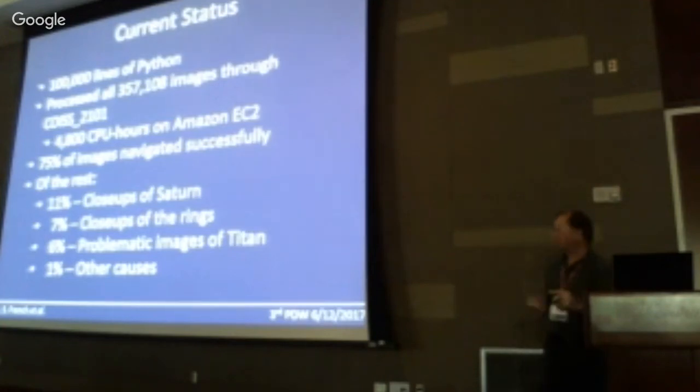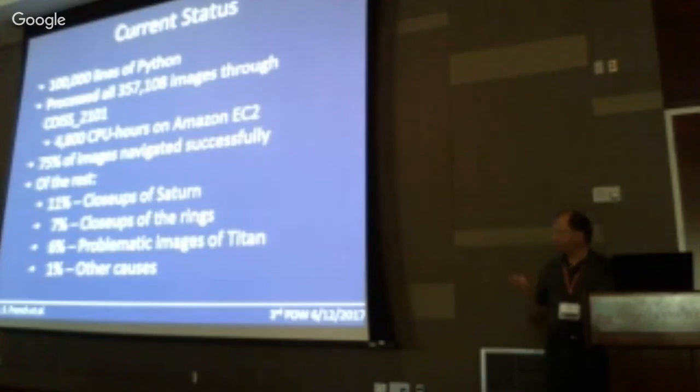We navigate about 3/4 of the images. Of the rest of them that don't navigate, a lot of them are close-ups of Saturn. We don't do anything with the atmosphere and the fact that the winds are moving clouds around. That's a much more difficult problem. Some of them are close-ups of the rings. Some of them are problematic images of Titan. I glossed over Titan. Titan's incredibly complicated because it has an atmosphere. The atmosphere not only refracts the light in weird ways at different phase angles, but it is also wavelength dependent because different chemicals are at different altitudes in the atmosphere. And then there are 1% of the images that are just sort of messy for a variety of other reasons.